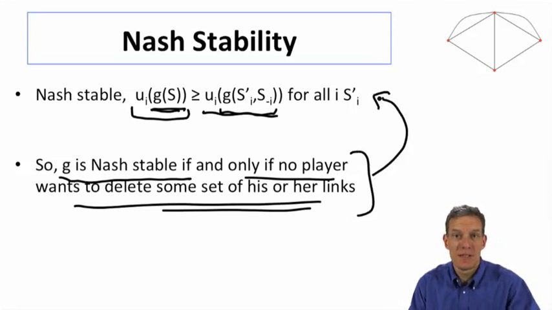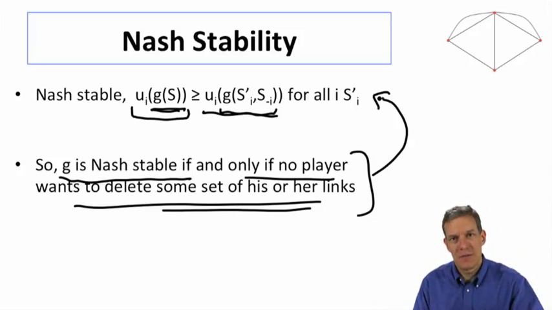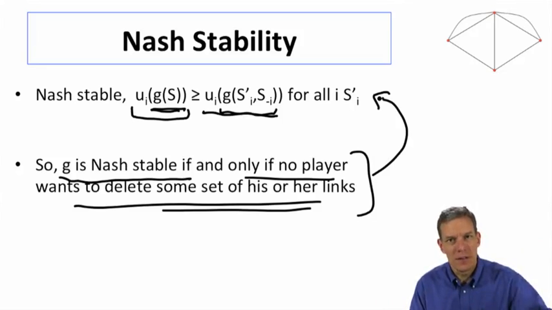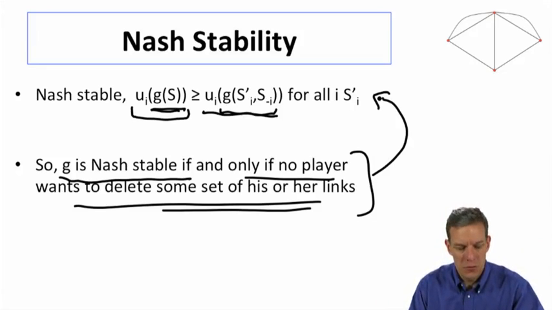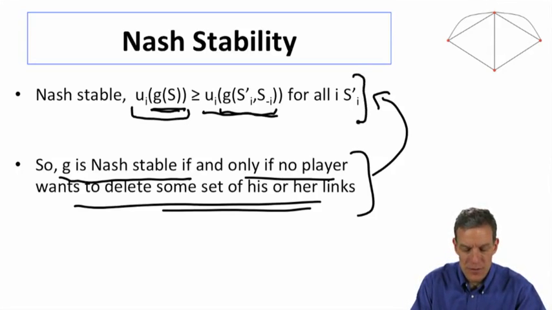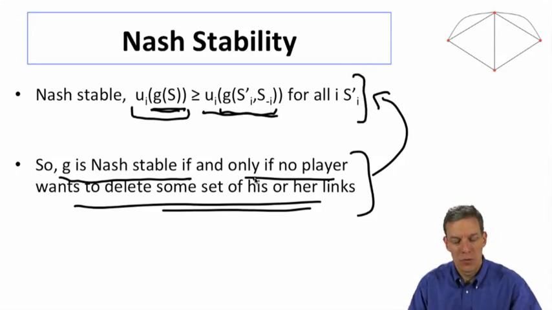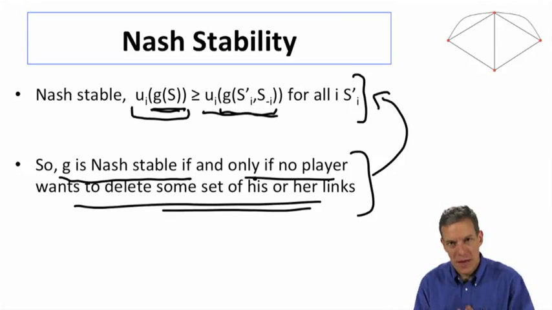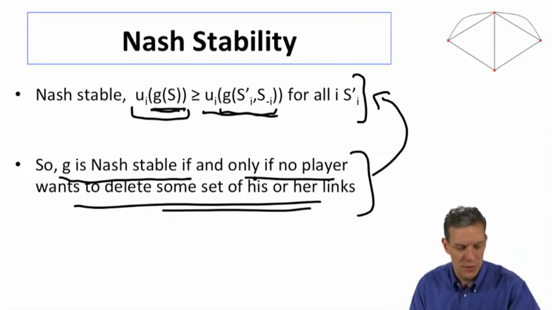Nash stability basically looks at a given network and asks, does anybody want to take some subset of links that are there and delete them? So the set of all pure strategy Nash equilibria of this game is equivalent to the networks where no player wants to deviate from the links that they have and delete some of them. But it doesn't ask about adding mutually.